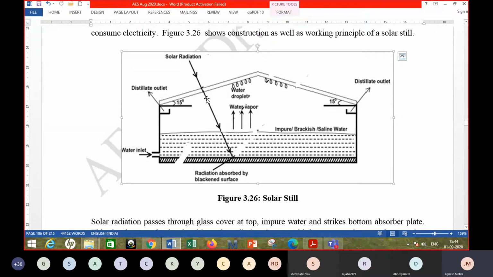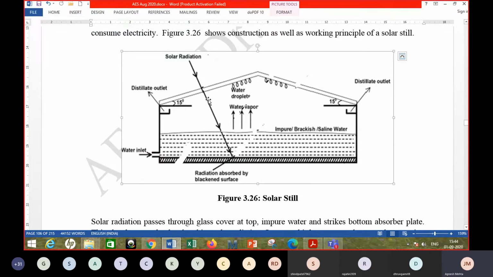Solar radiation passes through the glass and it hits the bottom black surface, and most of it gets absorbed, increasing the temperature of the water. So the water vapor is formed, which is convected towards the glass. Now this glass is exposed to atmospheric air or wind. The air is moving; air is not completely stationary. So it's wind. So it cools the glass.